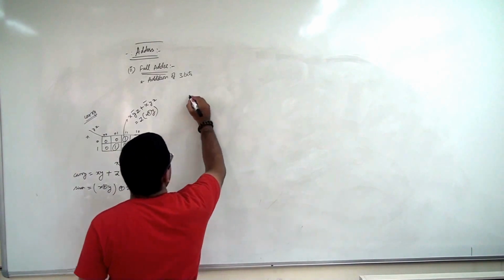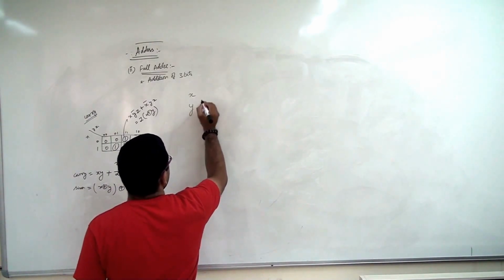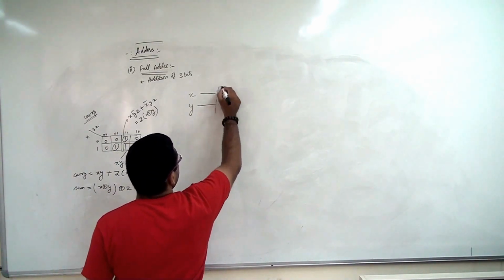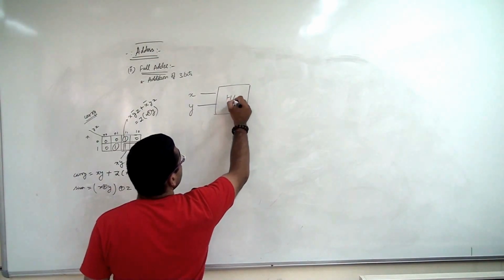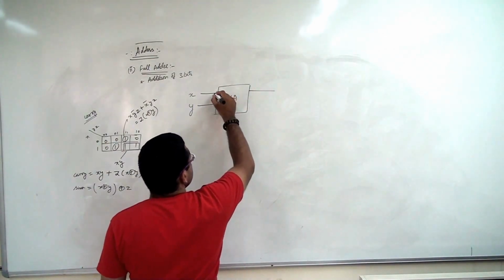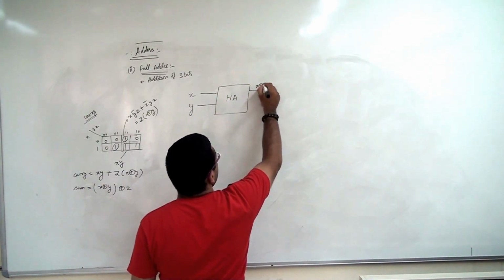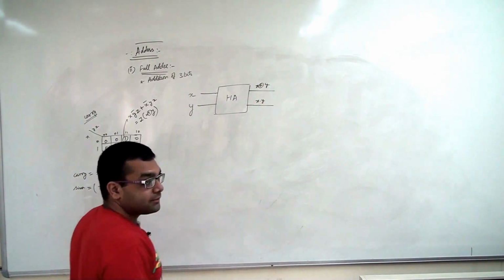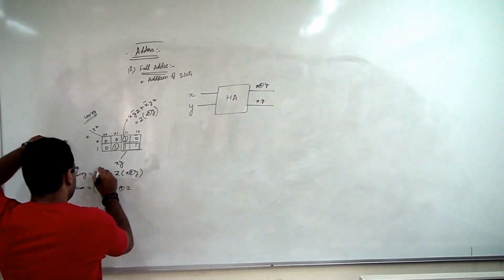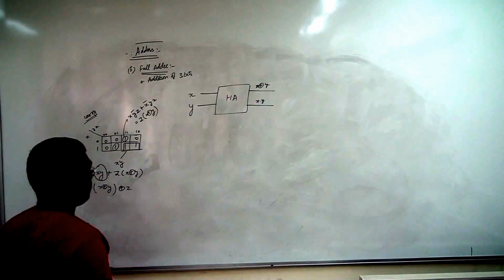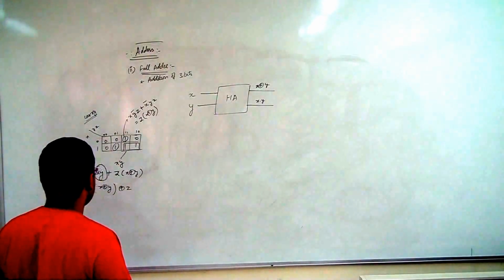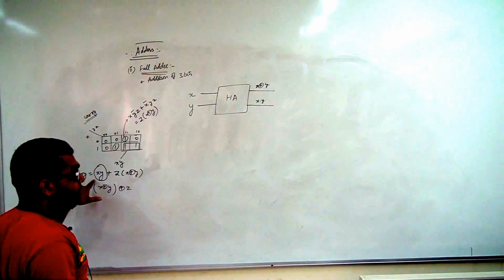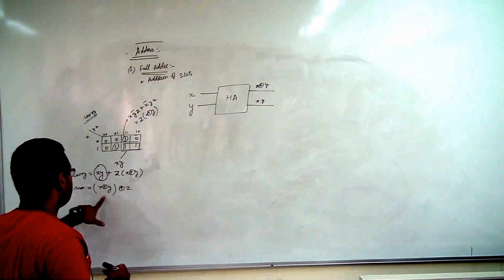Now if I implement a half adder, one of the outputs, that is the sum output, will be x XOR y, and the carry output will be x dot y or xy, isn't it? So this is actually what we are getting over here. This is the output of the half adder and this is another output.